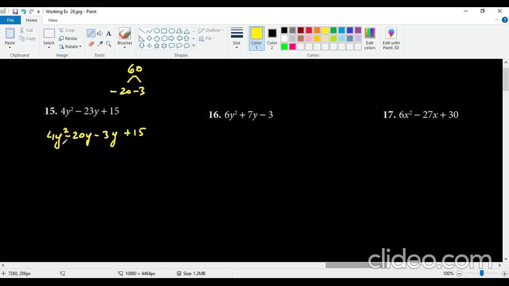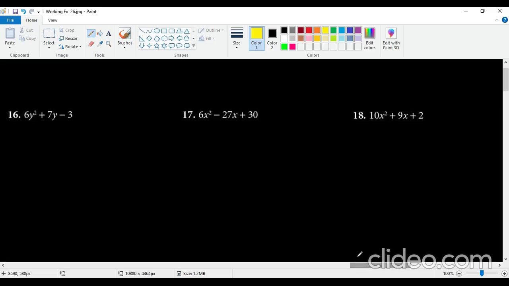Now I can see 4y is common in the first two terms in question 15, and y minus 5 is going to be in another bracket. Copy down this bracket once again and look at the third term. Third term is minus 3y. You already have y, so you will just write minus 3. So 4y minus 3 is going to be in one bracket, and y minus 5 is going to be in another bracket.